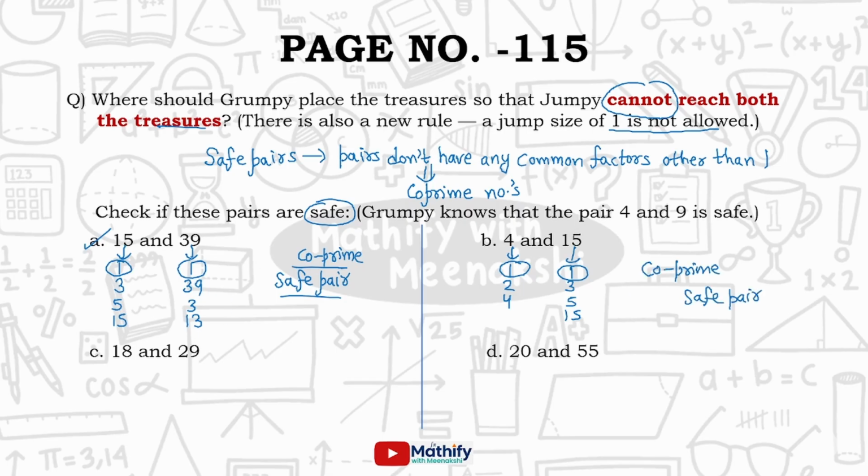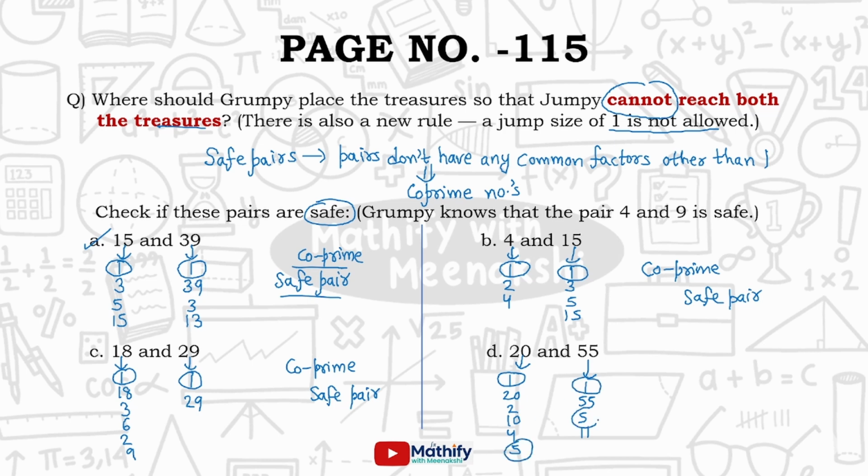Let's move to 18 and 29. Again, the factors of 18 are 1 and 18, 3 and 6, 2 and 9. And for 29, it's a prime number, only 1 and 29. Again, it's co-prime. It's a safe pair. Let's move to the last, 20 and 55. So what are the factors of 20? 1 into 20, 2 into 10, 4 into 5. And what are the factors of 55? You can say 1 into 55 and 5 into 11. So here we have 1 as a common factor as well as 5.